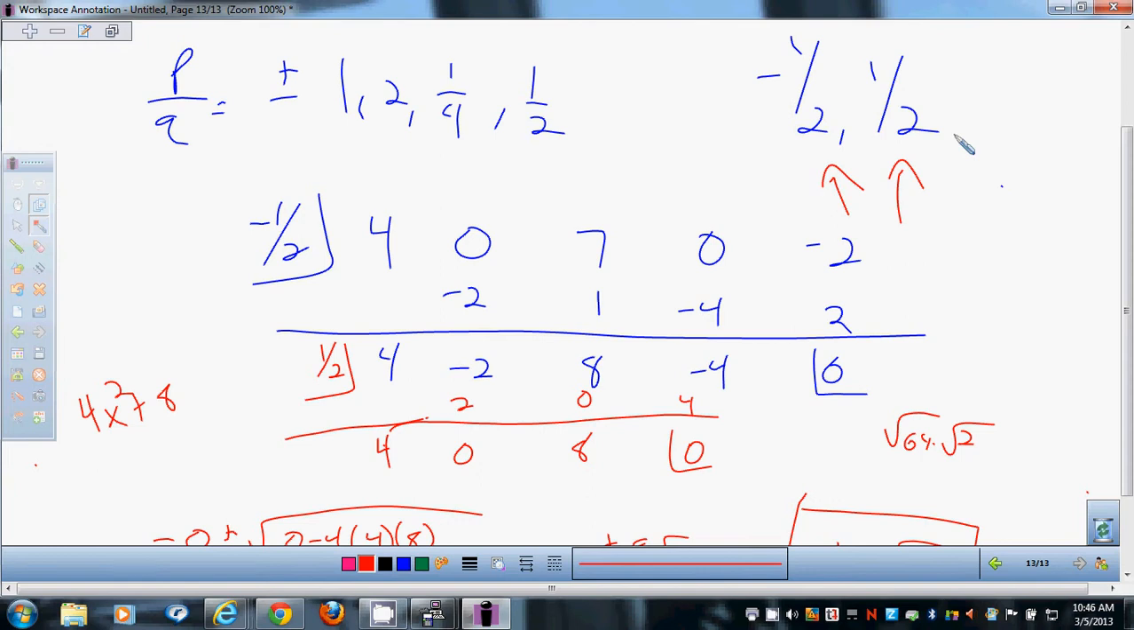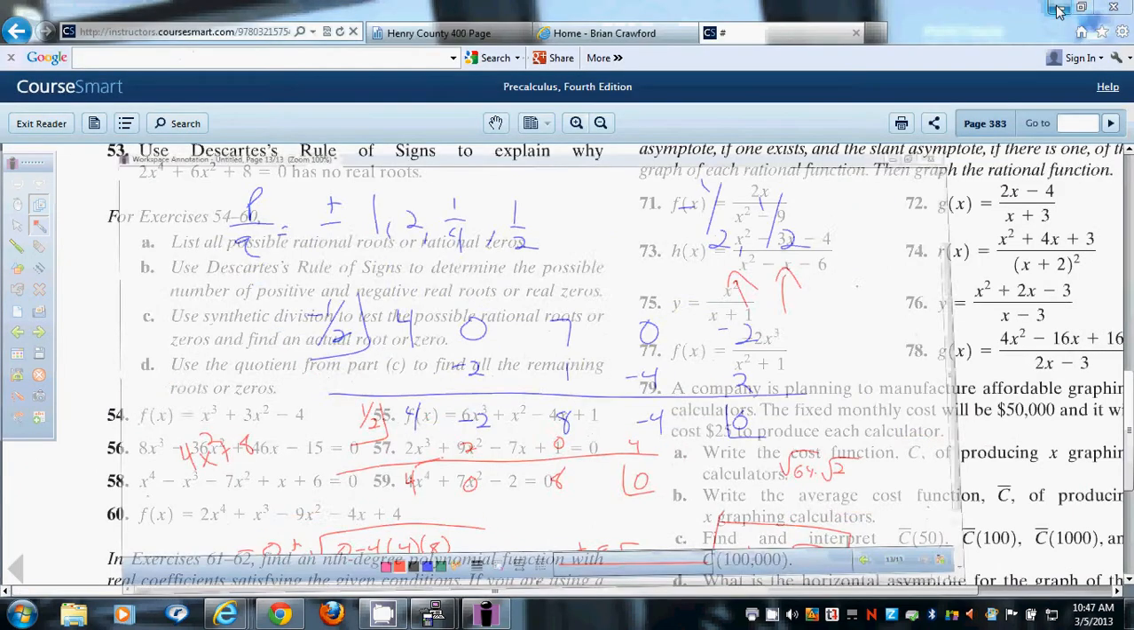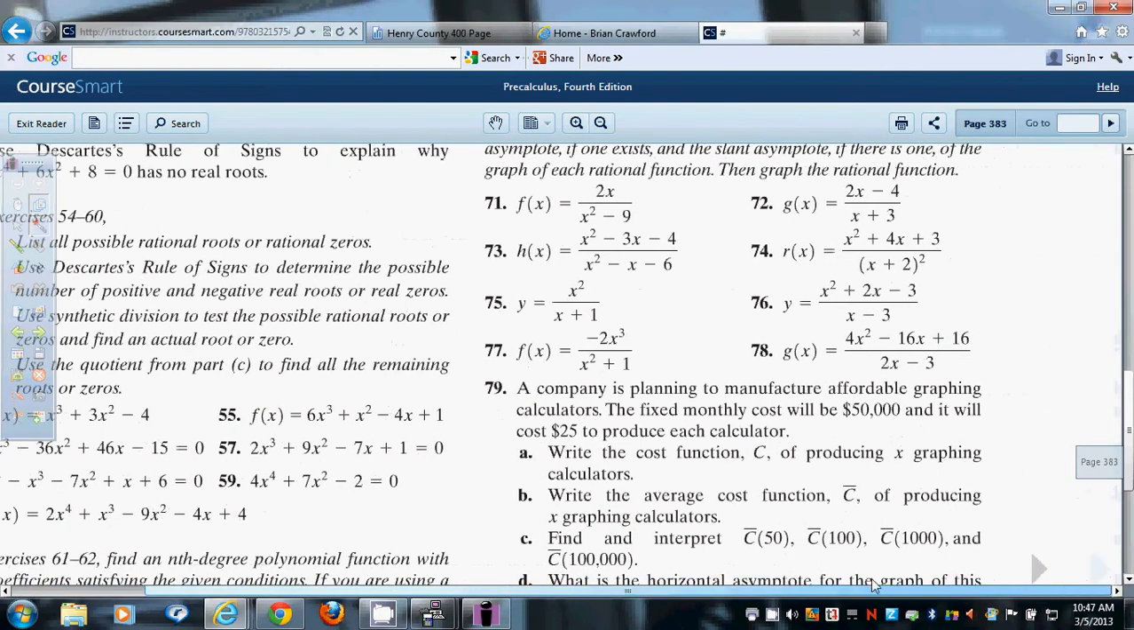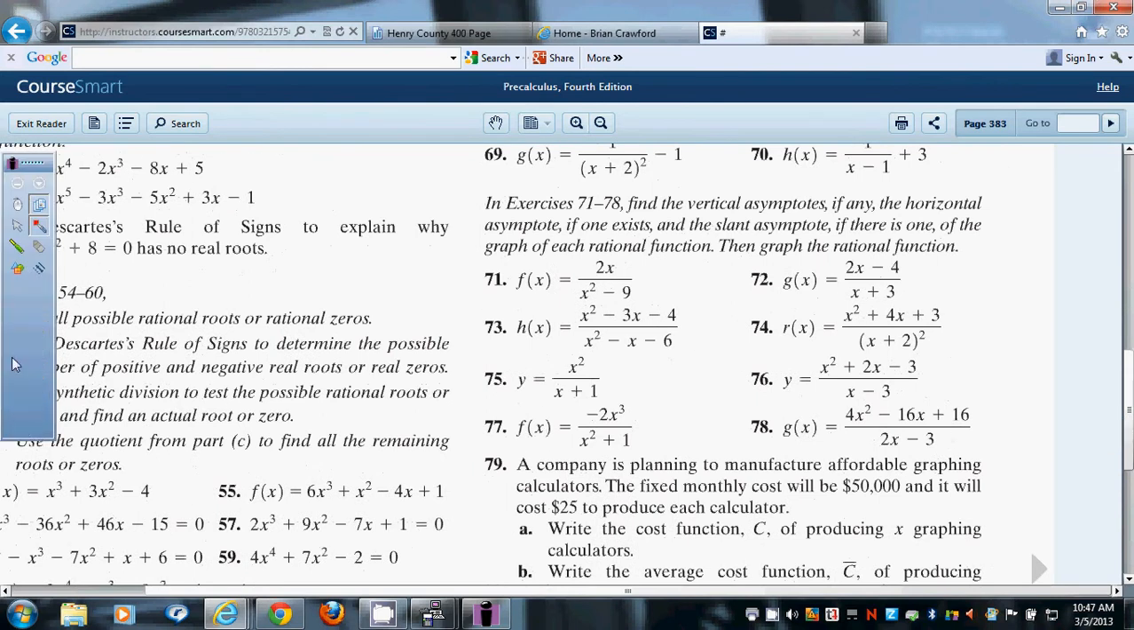72 through 78, I guess for us, 71 through 79. I wanted to look at this entire section. Now, please make a note somewhere in your notes so that I don't have to remember to say it later. You do not have to graph these today. But what you do have to do is find the asymptotes, the vertical, the horizontal, and the slant asymptotes.